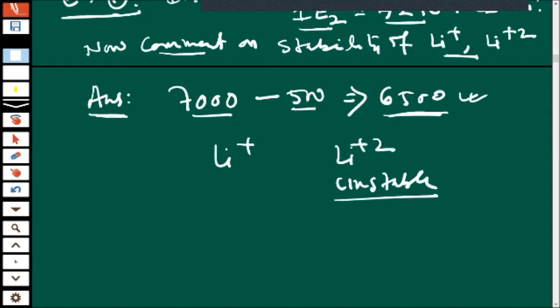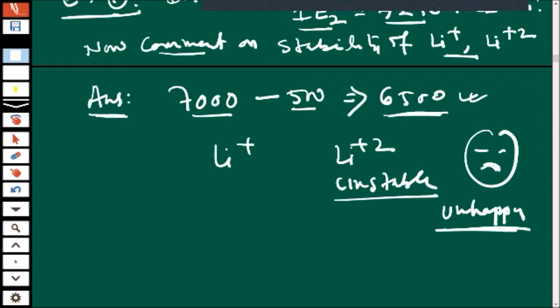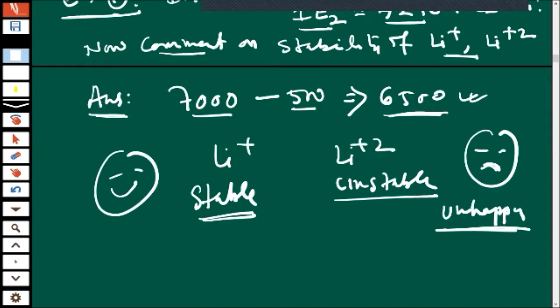Means lithium doesn't want to go in this state. Here he feels unhappy. Unstable means unhappy. He doesn't want to go in this state. Here he is happy. See the smiling face. So he is stable. Did you understand? So this is the conclusion.